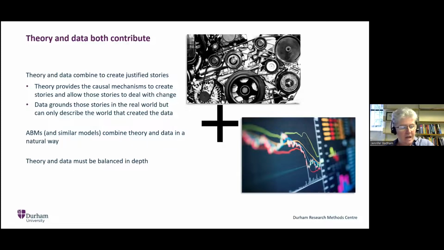You don't want to have stacks and stacks of process in your model, but only really bad data for a couple of them, because the model is then inconsistent; it looks more credible than it is on one side. So you want to balance the depth of the data with the depth of the theory.